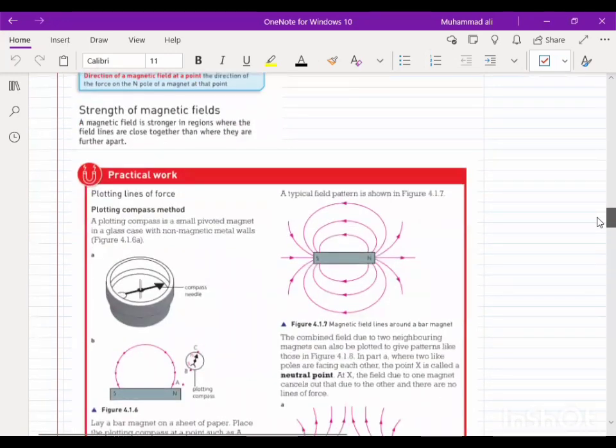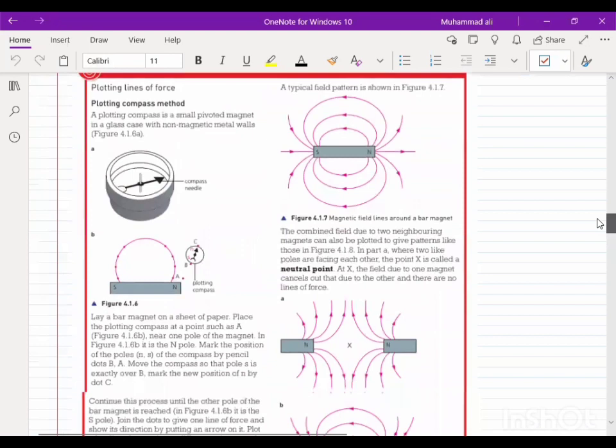Now, strength of magnetic fields. If you talk about magnetic field lines, they're going to be stronger in regions where the field lines are closer together. Definitely field lines are going to be closer together near the bar magnet. Okay, so this we had already discussed.